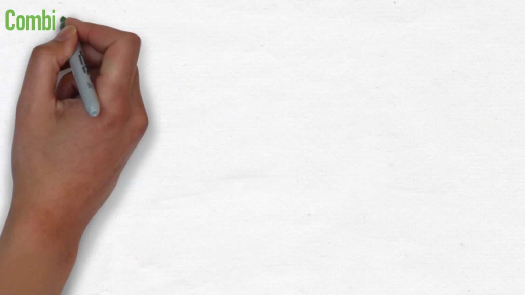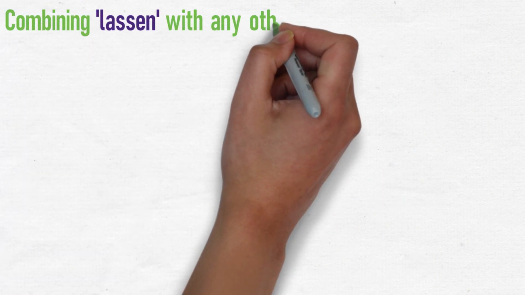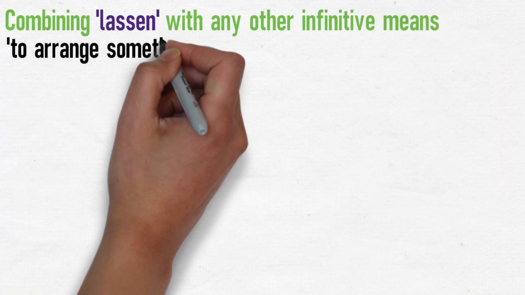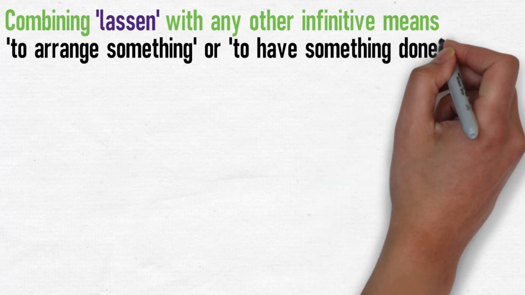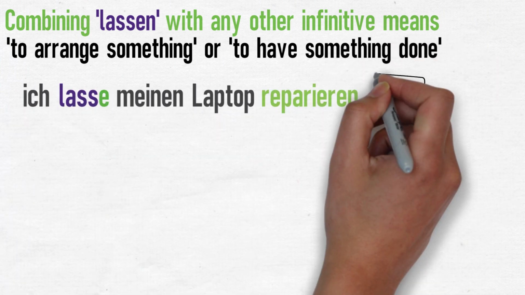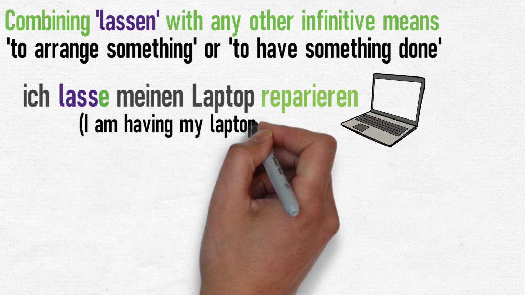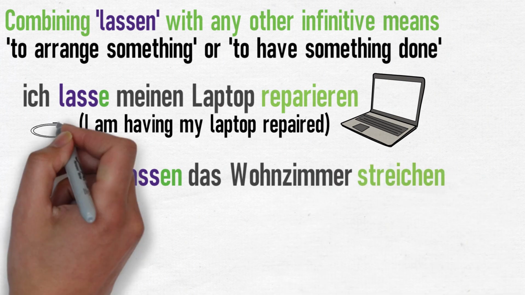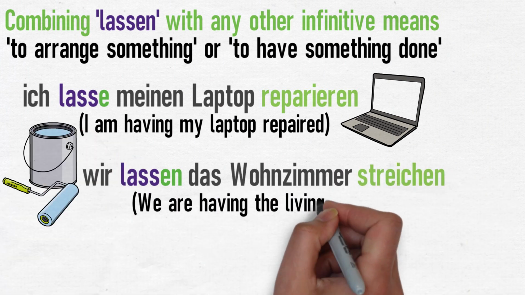When combining lassen with an infinitive that is not stehen, liegen or fallen, the meaning changes to arrange something or to have something done. For example, ich lasse meinen Laptop reparieren. I am having my laptop repaired. Wir lassen das Wohnzimmer streichen. We are having the living room painted.